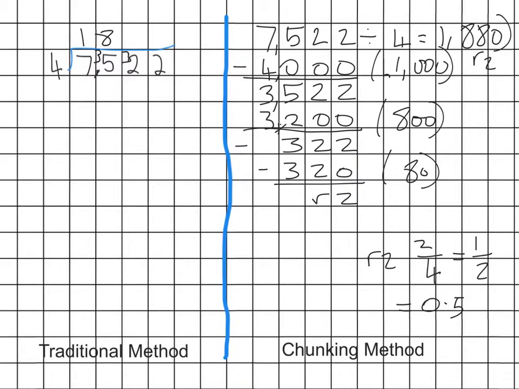I can get rid of 32 in the tens column, which is 8 lots. I won't be carrying anything left, so the last question I ask is how many lots of 4 can I get from 2? None. But I'll have a remainder of 2 left over, which is the same as 1,880.5 or a half or any other equivalent fraction.